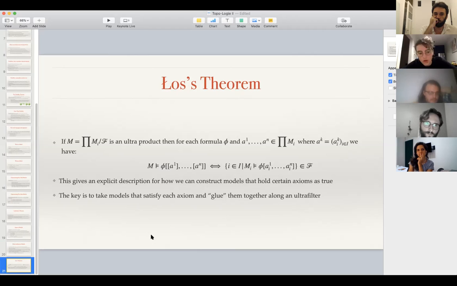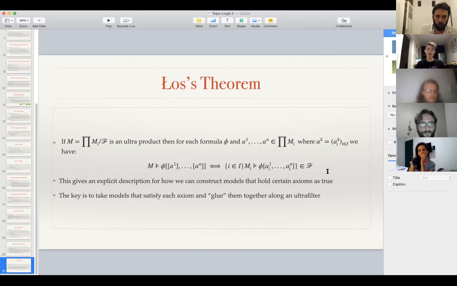So I have this ultra product, which we just constructed. Then for every formula phi and alpha 1 to alpha n in the product, each one of them is going to break down into a product. Remember, in the product we're taking, these are really the equivalence classes, each one of these with the little brackets. So we see that the model forces this sentence if and only if the set of indices such that this submodel M_i forces it, applying to just the coordinate, is in F.